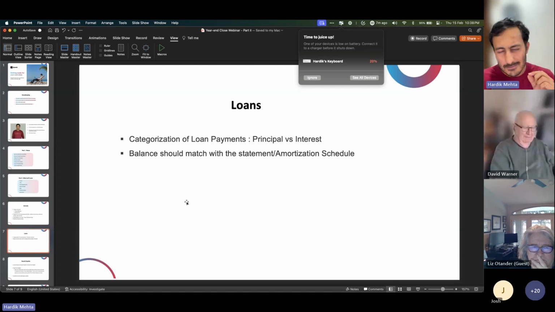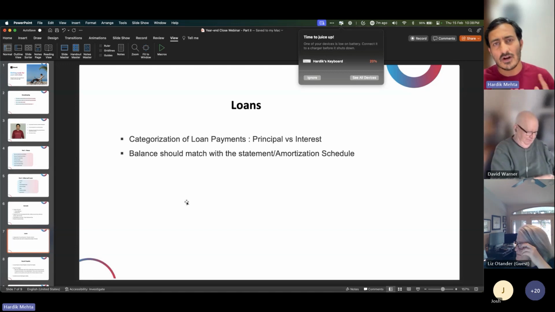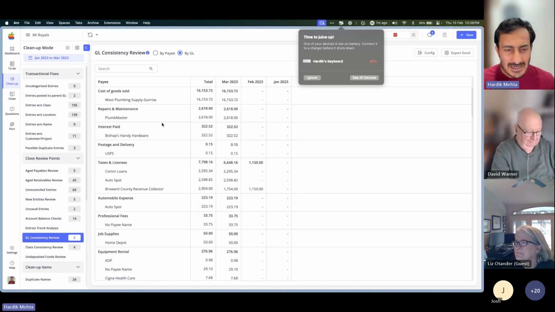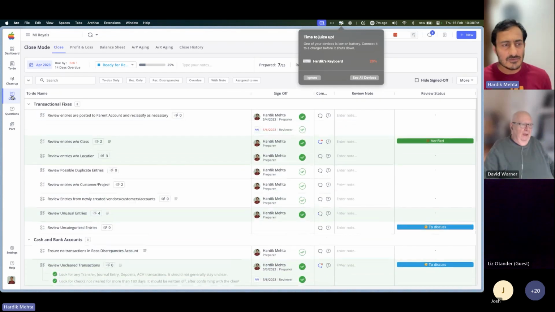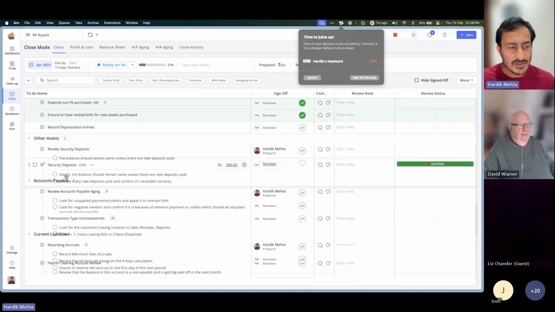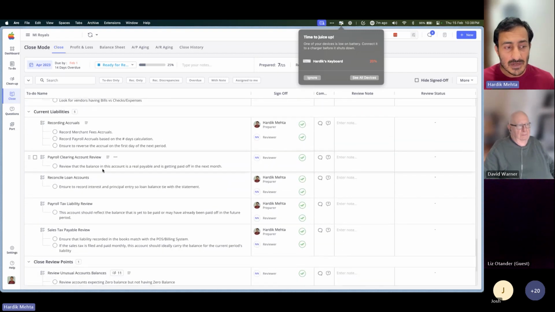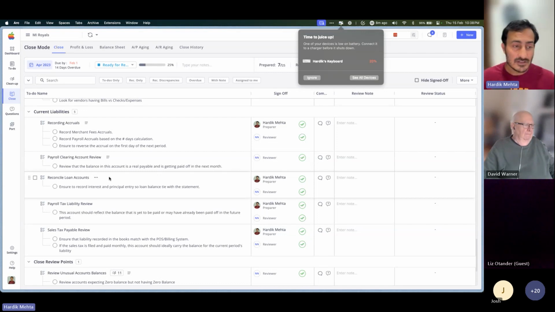On that line, loans. I know we briefly talked about loans while we were talking about the bank and credit card, but again, that is also very, very simple. With the loan accounts, the very first important thing is to make sure that we allocate the loan payments between the principal and the interest. That's number one, right? Number two is, just like we have bank statements, we should also be reconciling the loan ending balance per the loan statement with the books.